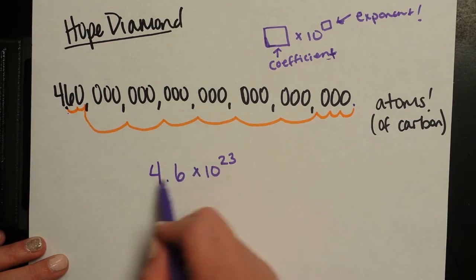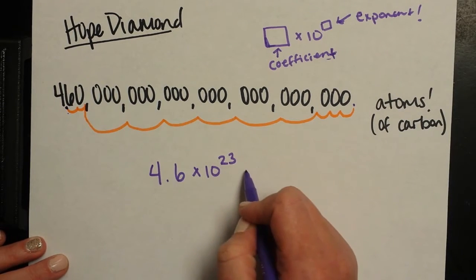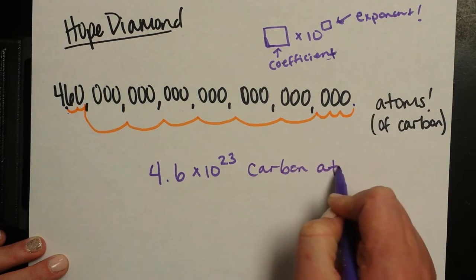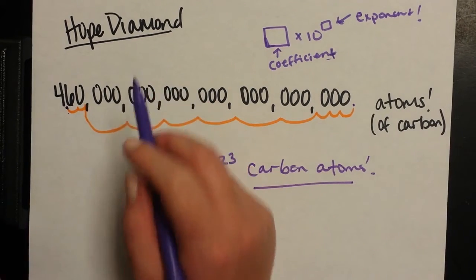And so instead of walking in the room and saying 4.6 times 10 to the 23, now I'm going to say 4.6 times 10 to the 23 carbon atoms. So there's this many carbon atoms, in this case inside the Hope diamond.